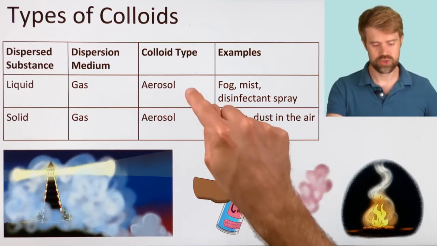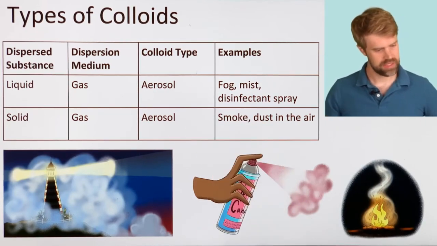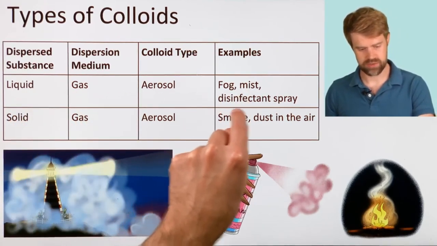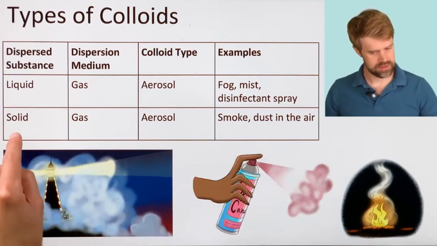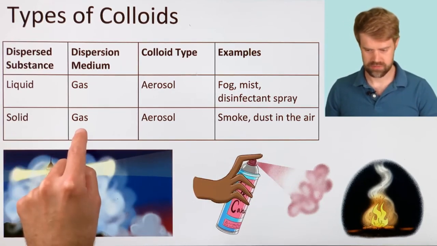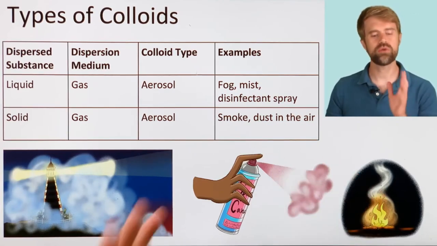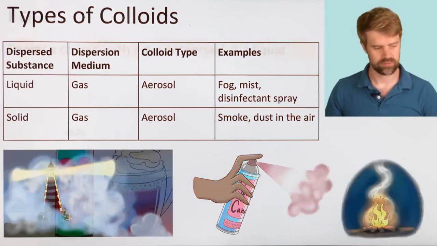We've talked about two types of aerosols. Liquid dispersed in gas, stuff like fog, mist, disinfectant spray. And then solid dispersed in gas. Examples are smoke as well as dust in the air. We'll look at a few more types of colloids.